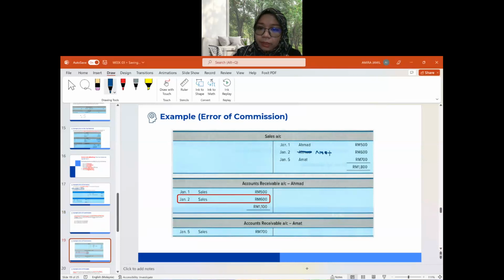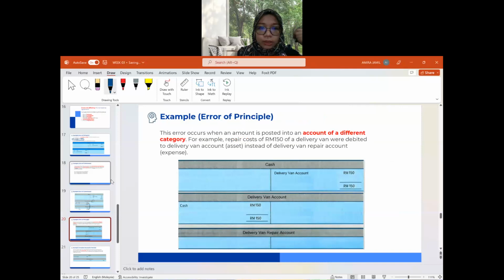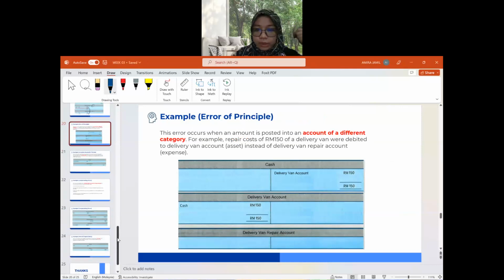Okay. And this one should be here. January 2nd sales, and the figure is 600. But it's wrongly added to the wrong account. It's not affecting your trial balance, but it's still wrong. Okay, error of commission, and then error of principle.